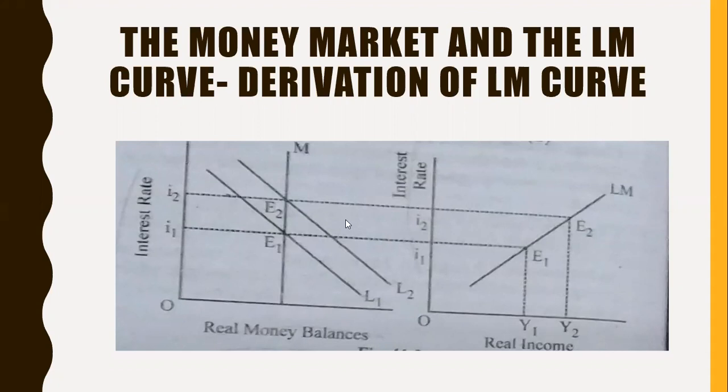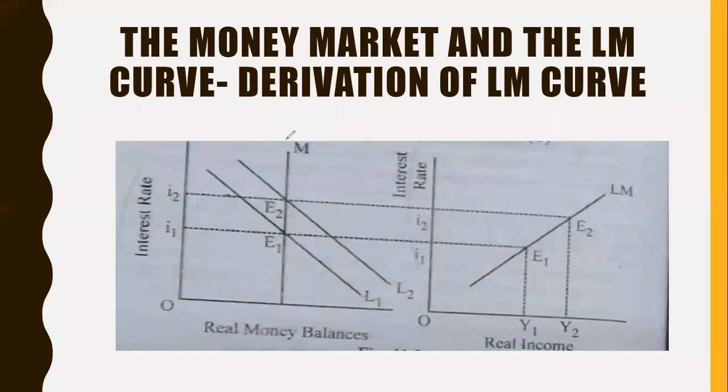Hello students, in this video, I will explain money market equilibrium and derivation of LM curve. This is part of ISLM model, which is considered as post-Keynesian economics. In panel A of the diagram, we are deriving equilibrium in money market, and in panel B, right side panel, we will derive LM curve.